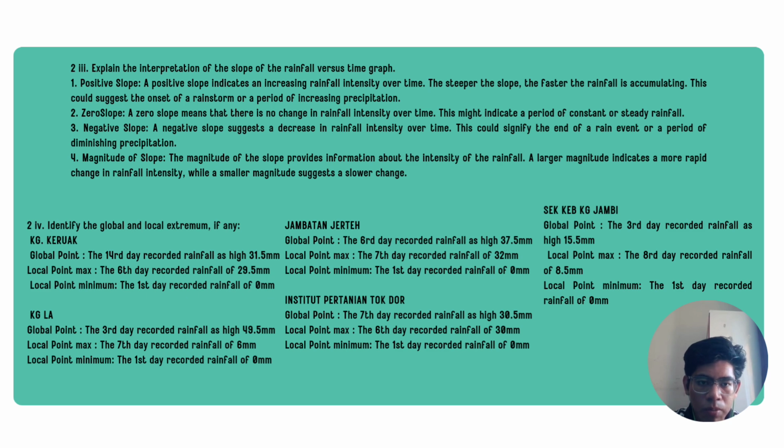And lastly is Sekolah Kebangsaan Kampung Jabi. For global point maximum, it is at the third day, which is 50.5 mm. For local point maximum, it is recorded at the 8th day, which is 8.5 mm. And lastly, the local point minimum is at the first day, which is 0 mm.